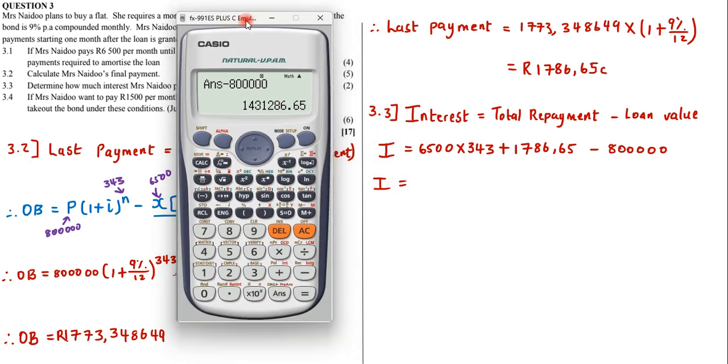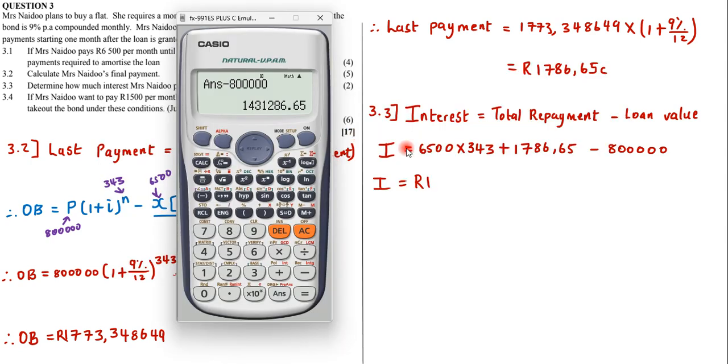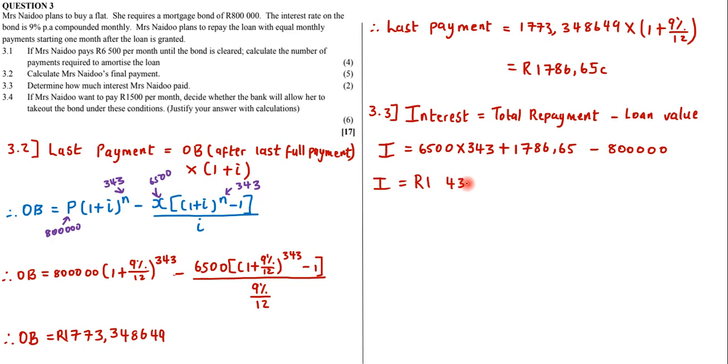So now the interest that Mrs. Naidu has paid is 1,431,286 rand 65 cents. All right, and that is basically the final answer for the interest that Mrs. Naidu has paid. Notice that Mrs. Naidu has paid almost double of what she had borrowed. But yeah, that's basically how it works.